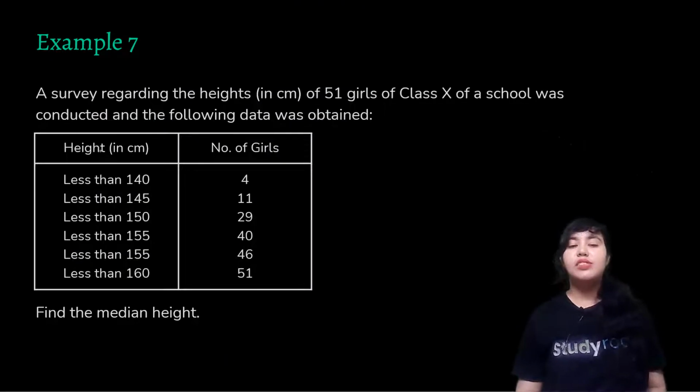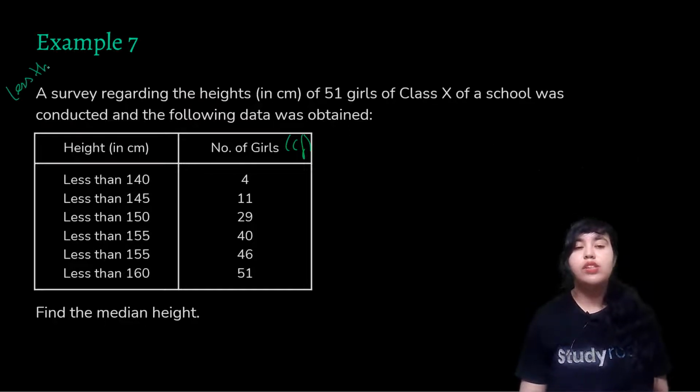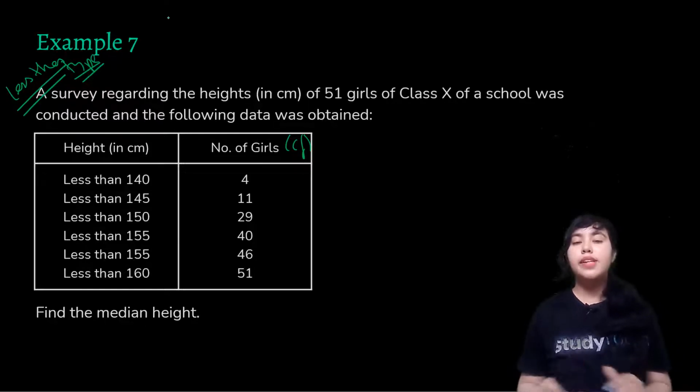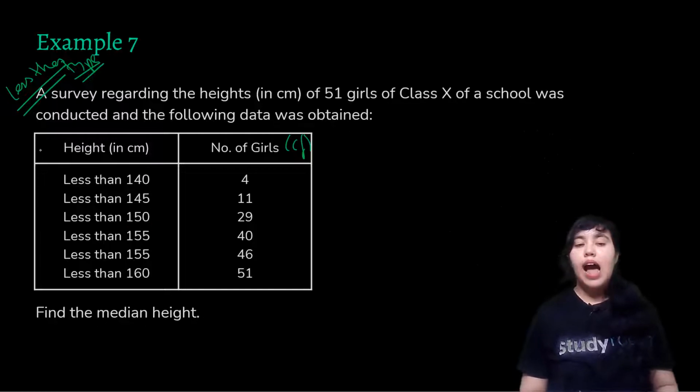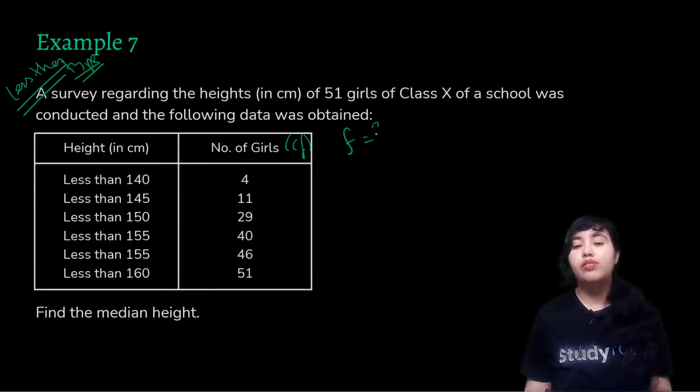So here the heights have been provided to us. So this is your cumulative frequency table. So this column is for the cumulative frequencies. Now I told you that cumulative frequency table could be of two types. It could be of less than type, or it could be of more than type. So clearly it is of the less than type. So now here we've been given the heights, we've been given the number of girls, so we've been given the cumulative frequencies over here. But we have no idea about the frequencies.